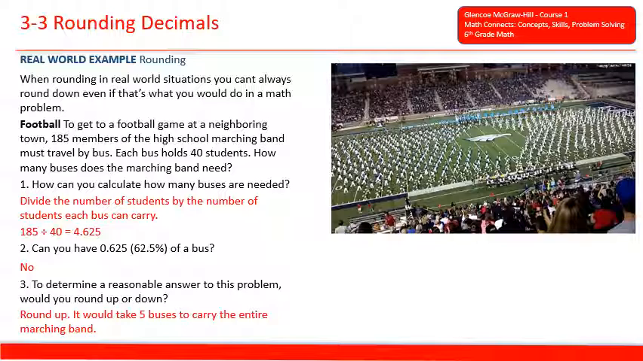And that would be the same. Let's say in this problem the answer was 4.425 and the digit after the tenths is below 5, right? You would still have to round up because you can't leave kids behind.